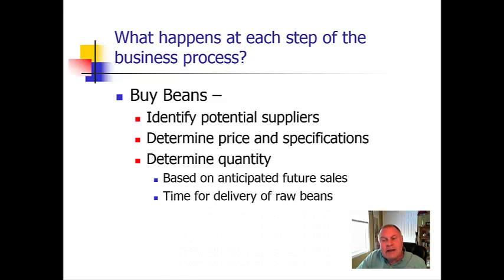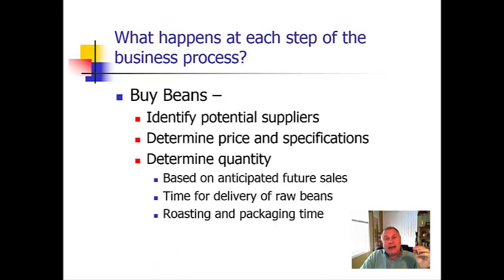There is also a time for delivery of the raw beans. So you have to say, okay, if I need these beans to sell in August, I need to order them in May. So there's a lead time that goes in here. We have to back off again and say, if we're going to have these sales in August, it's going to take us 30 days to roast and package them. We need to have the goods in place July 1st. Now, if it takes 60 days to deliver the goods, we need to order by May 1st. So there's a process here that needs to take that into account.